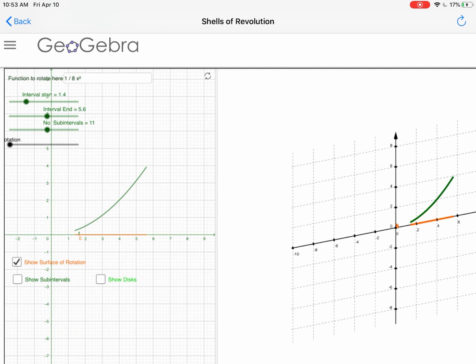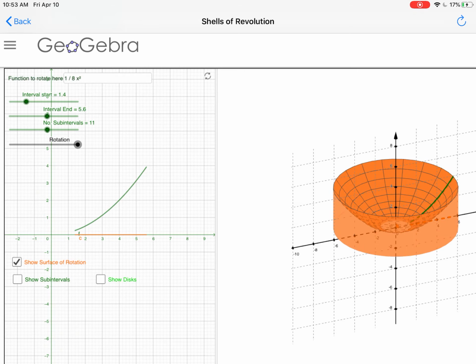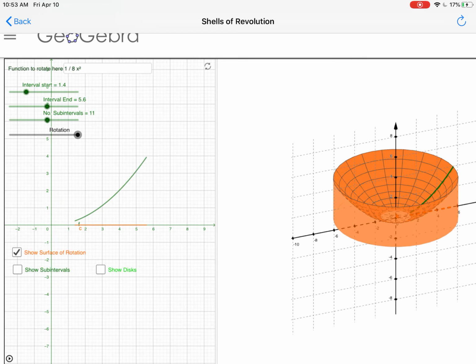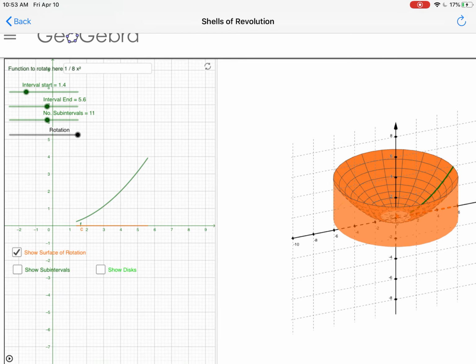Up until now, we've done disks or washers to help us find the volume of a solid. If we take a look here, at the top it says function to rotate: 1/8 x squared. So there's a parabola, 1/8 x squared, going from 1.4 to 5.6, just some random values. Right now there are 11 sub-intervals, so it's splitting this into 11 parts.